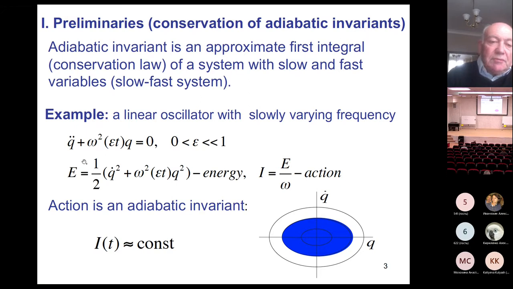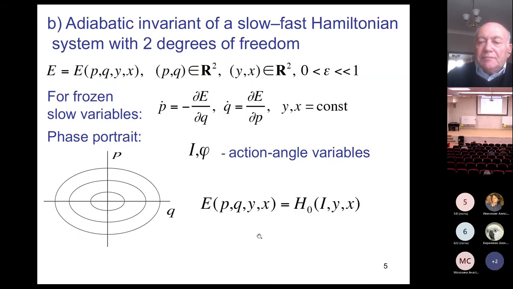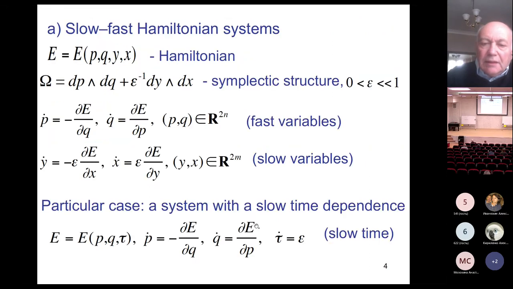Q dot is a velocity, so we can introduce the energy of this pendulum, but because we have dependence on time, this energy is not conserved. But the ratio of energy to the frequency is approximately conserved during the motion. It's the adiabatic invariant.